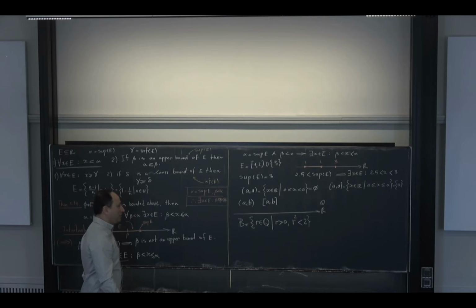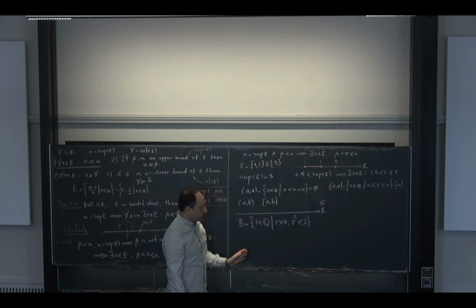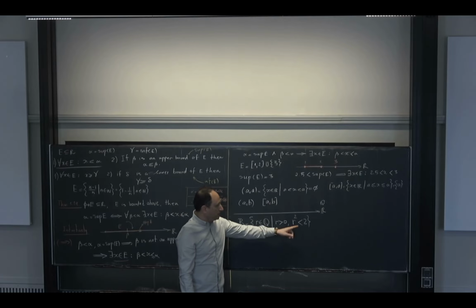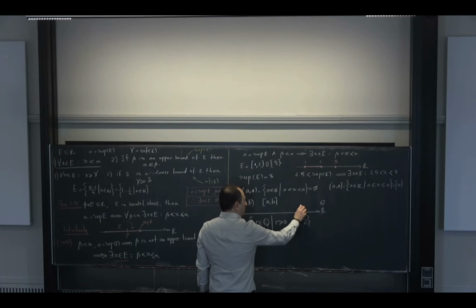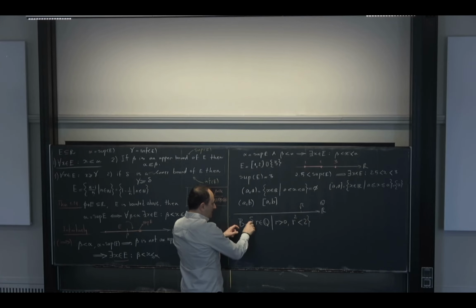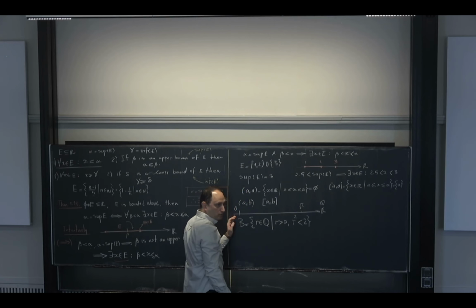If I ask you intuitively what the supremum of this set is: this set contains all positive rational numbers whose square is less than 2. In other words, r is less than the square root of 2. So if the square root of 2 is here, and this is 0, this set contains all positive rational numbers, but I am not allowed to go beyond the square root of 2.